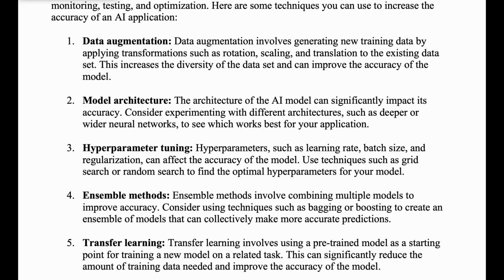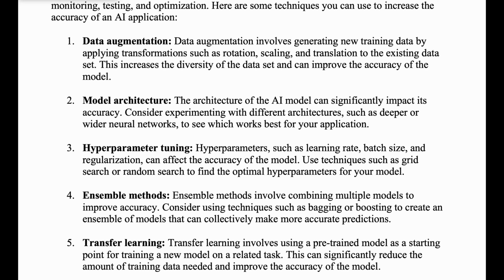Second, model architecture. The architecture of an AI model can significantly impact its accuracy. Friends, consider experimenting with different architectures such as deeper or wider neural networks to see which works best for your application.